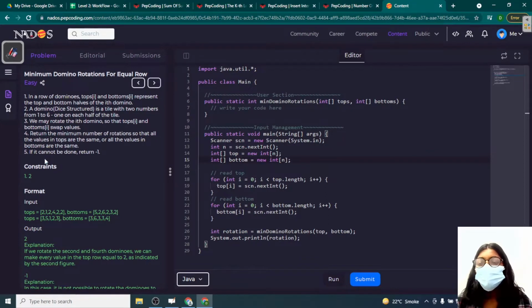Now we have to return the minimum number of rotations so that all the values in the top are the same or all the values in the bottom are the same. We will be given, let's say, n dominoes, and we have to make the top half of all the dominoes the same or the bottom half of all the dominoes the same. So we have to return the minimum number of rotations. Now let's discuss what this says.